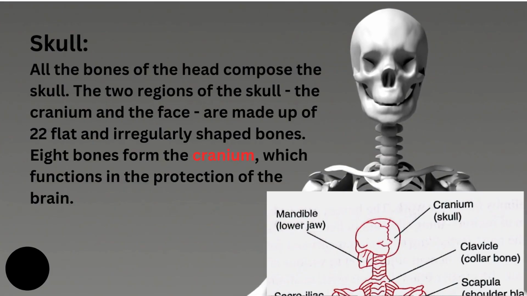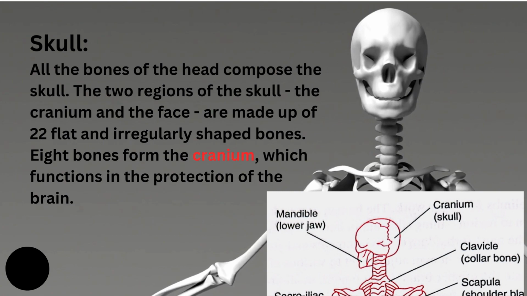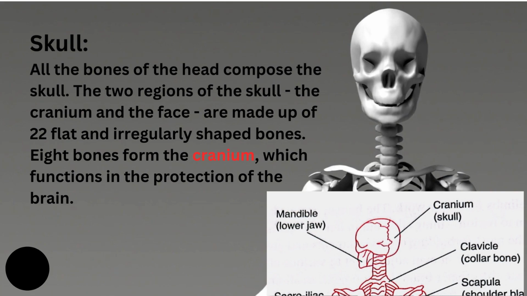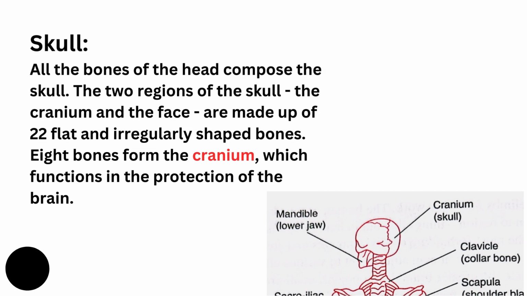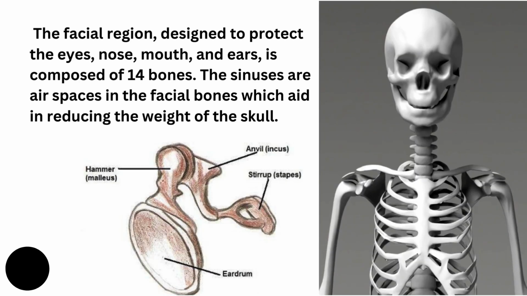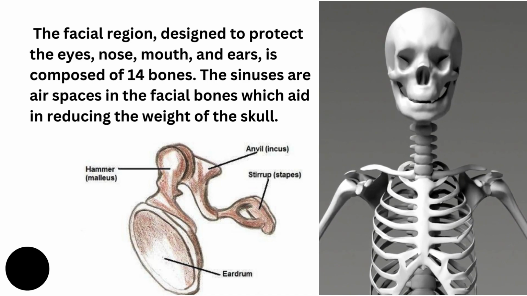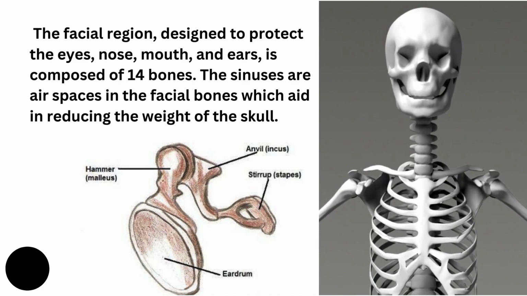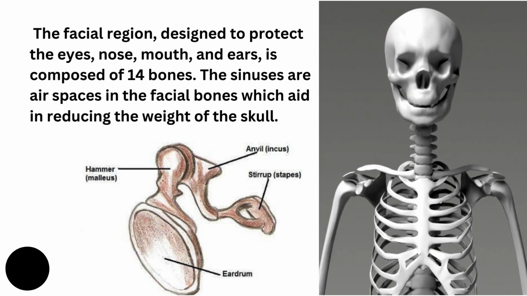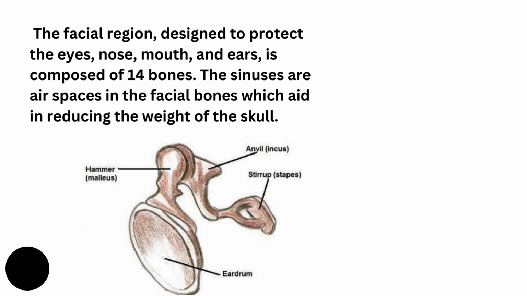Skull. All the bones of the head compose the skull. The two regions of the skull, the cranium and the face, are made up of 22 flat and irregularly shaped bones. So here are the 8 bones that form the cranium, which functions in the protection of the brain. The facial region is designed to protect the eyes, nose, mouth and ears, and is composed of how many bones here? 14 bones.